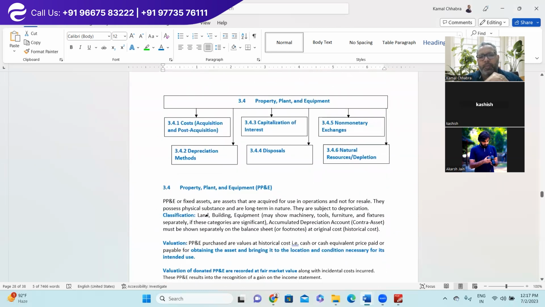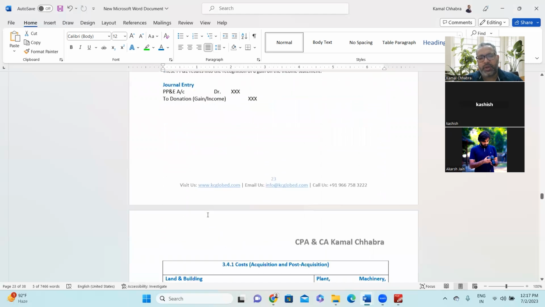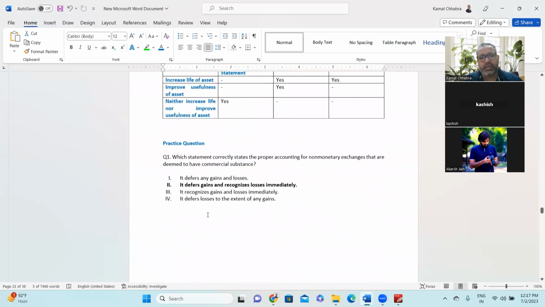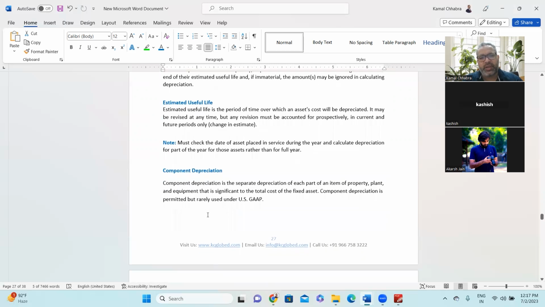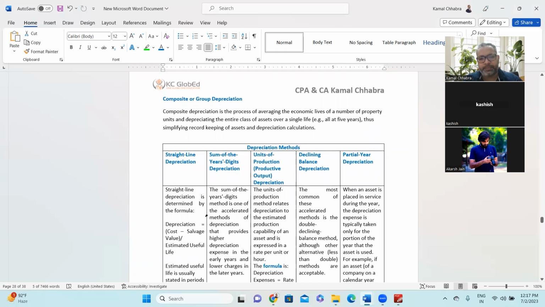So if you see, so far we have gone through the concept of property, plant and equipment, costing, right? What is property, plant and equipment, how to calculate the costing of it, then we did certain examples of it, and then we started the depreciation. So in depreciation, we understood the types of depreciation, what is salvage value, what is estimated useful life, what is component depreciation, and what is composite or group depreciation, right?